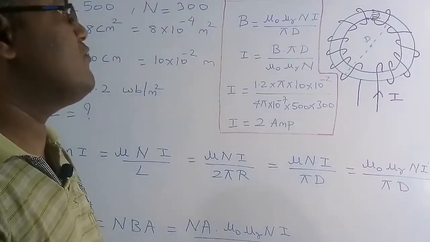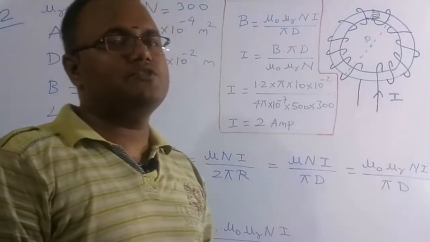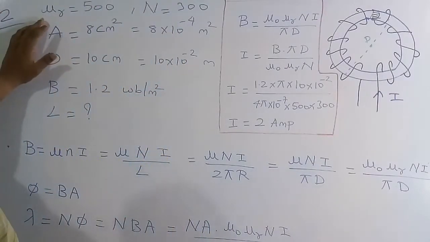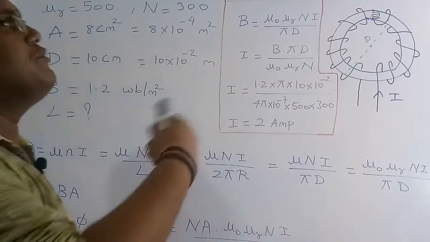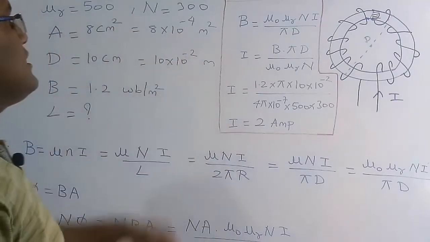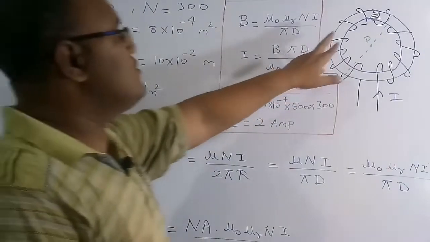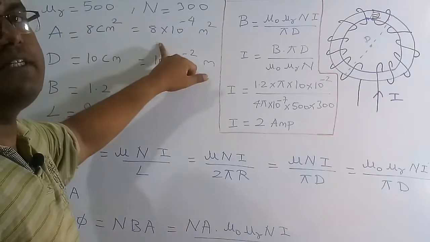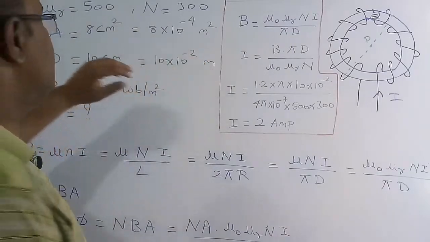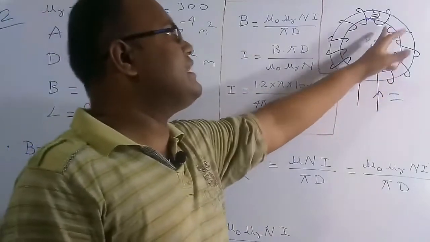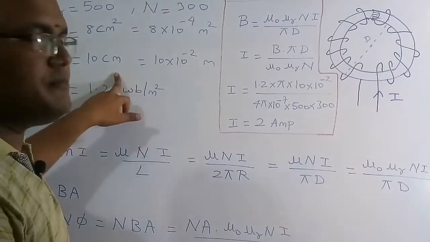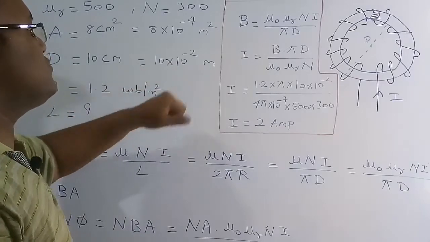So based on this we have to find the amount of inductance of this coil. Here the data given is: the relative permeability of this iron core, which is 500, and the number of turns wound on this iron ring, which is 300 turns. The area of this iron core is 8 centimeter square, which in meters is 8 into 10 to the power of minus 4 meters square. The diameter of this iron ring is 10 centimeter, which in meters is 10 into 10 to the power of minus 2 meters.